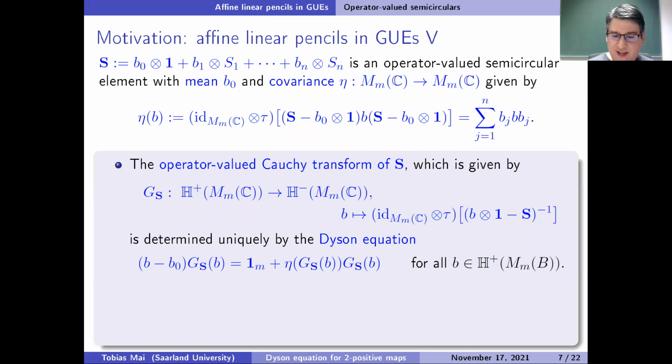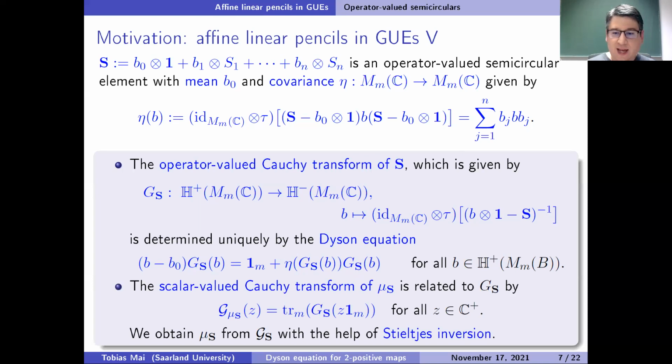And the point is that this function solves the so-called Dyson equation. It's a kind of quadratic equation for the Cauchy transform. And so now you see where the Dyson equation enters the picture. And the point is that this matrix-valued Cauchy transform, if I just evaluate it at a scalar multiple of the identity, and take the scalar value trace of it, I get precisely the Cauchy transform of the analytic distribution of this operator S. And this, remember, is the object we were interested in.